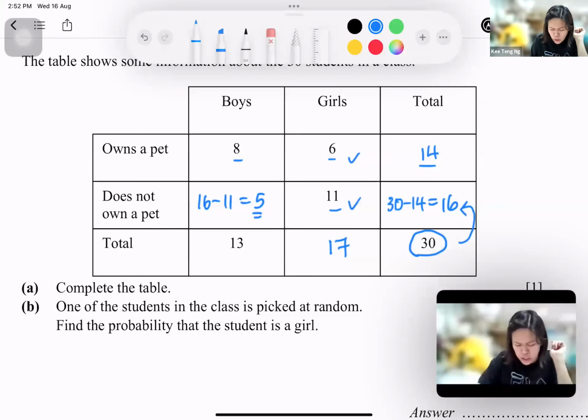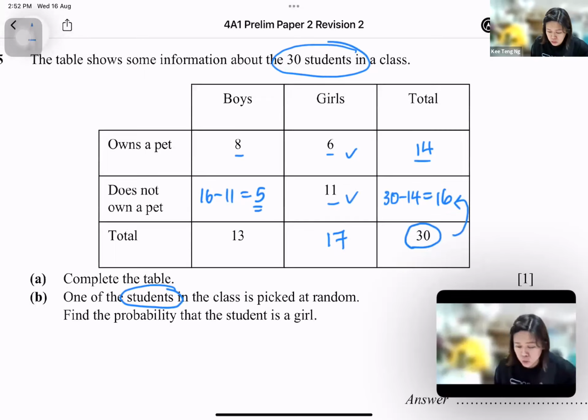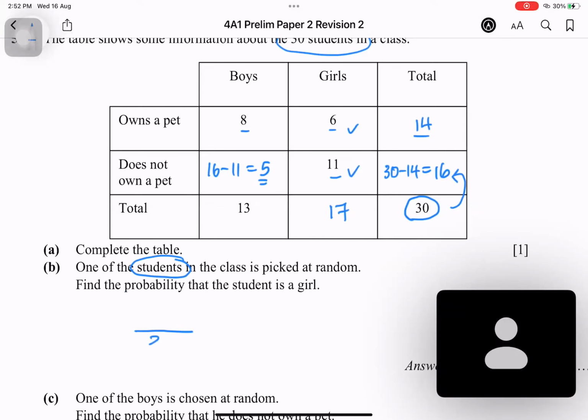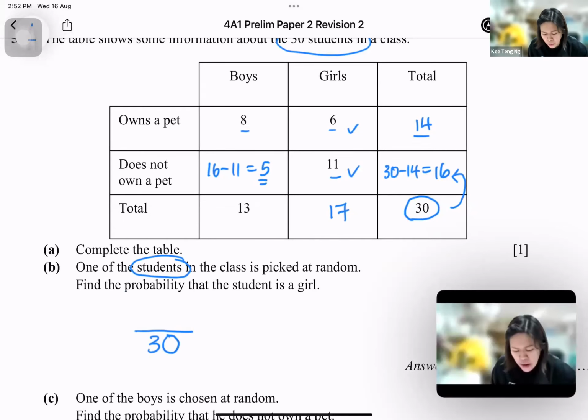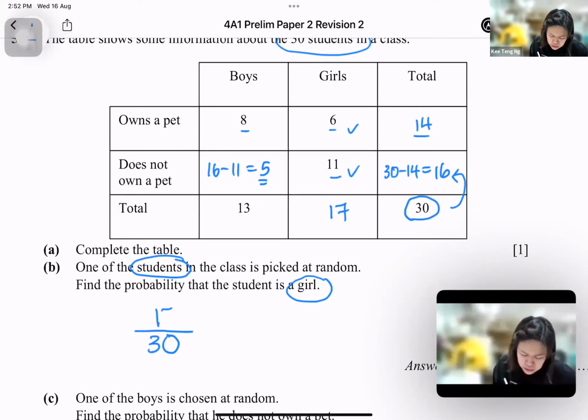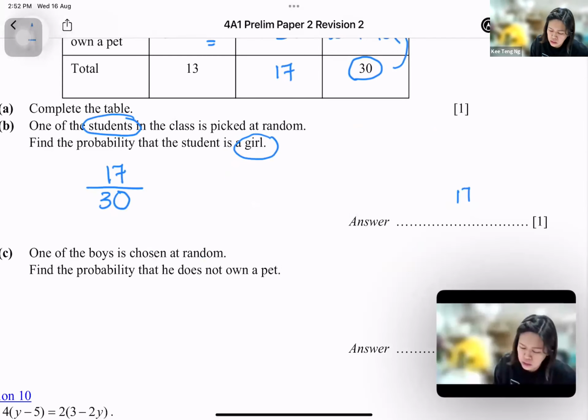Then the question says, one of the students, right? How many students are there in the whole class? There are 30 students. So when you ask for the probability, the denominator will always be over 30. Find the probability that the student is a girl. Out of these, how many are girls? Yes, so 17. Check whether you can simplify. Cannot simplify, so the answer is 17 over 30.